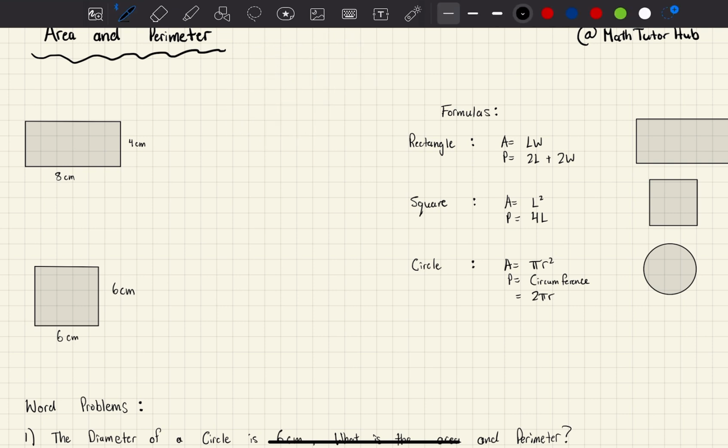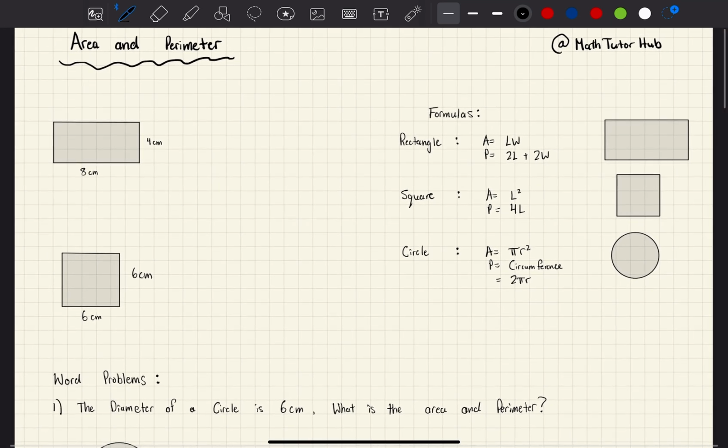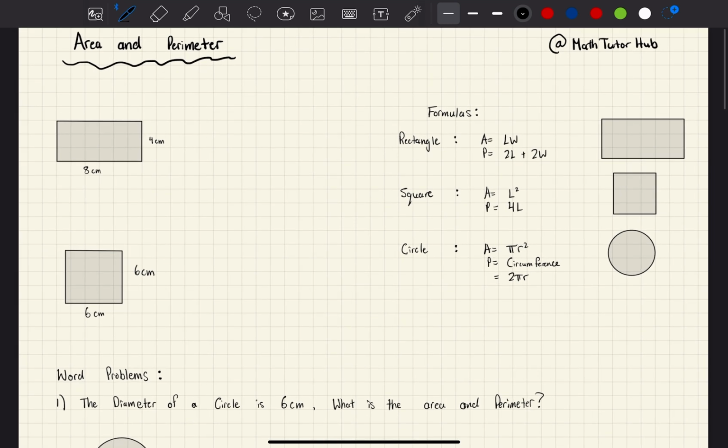So let's go over some practice problems here that I have. I also have written the formulas here on the right side in case we want to reference that at all. So our first shape we have is a rectangle that has a length of 8 centimeters and a width of 4 centimeters. So let's solve for both the perimeter and the area.